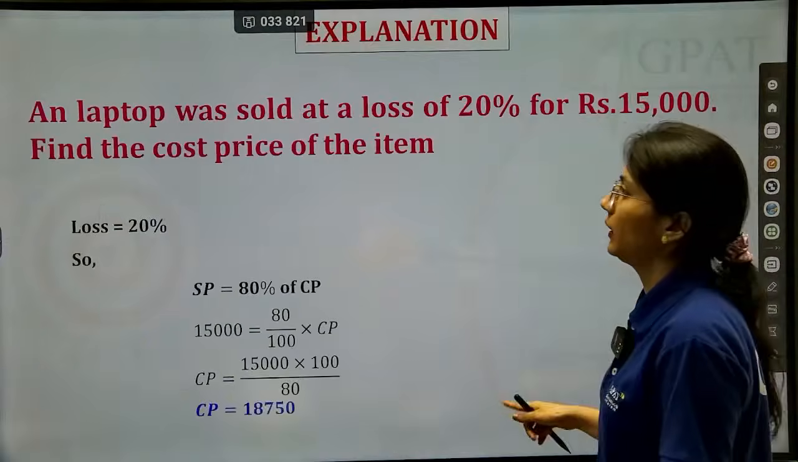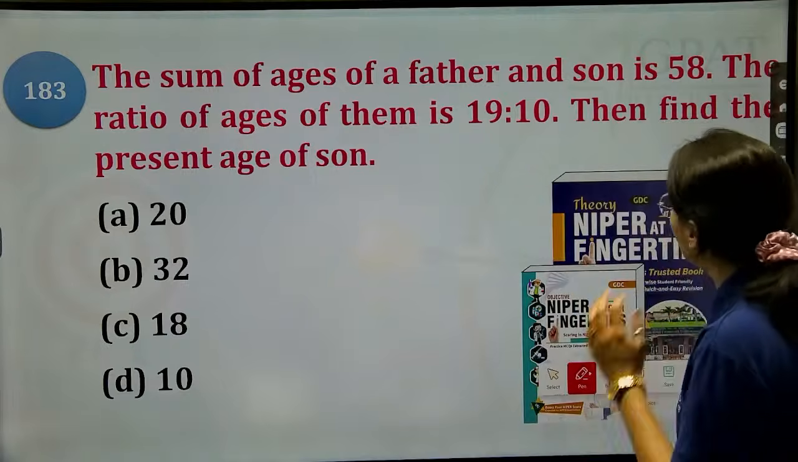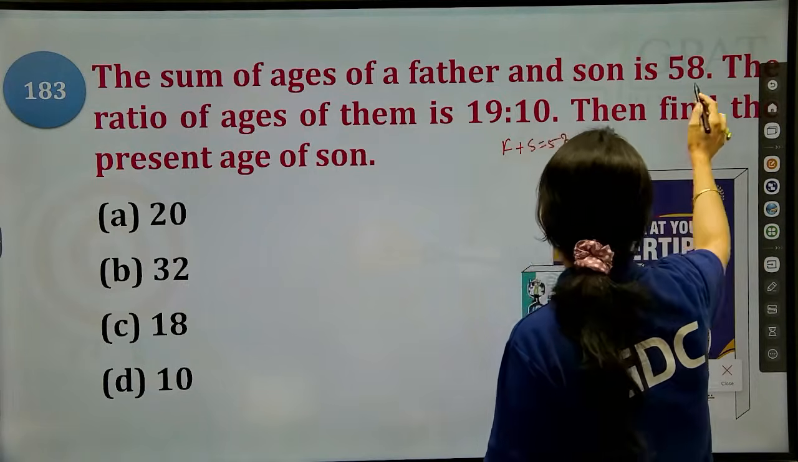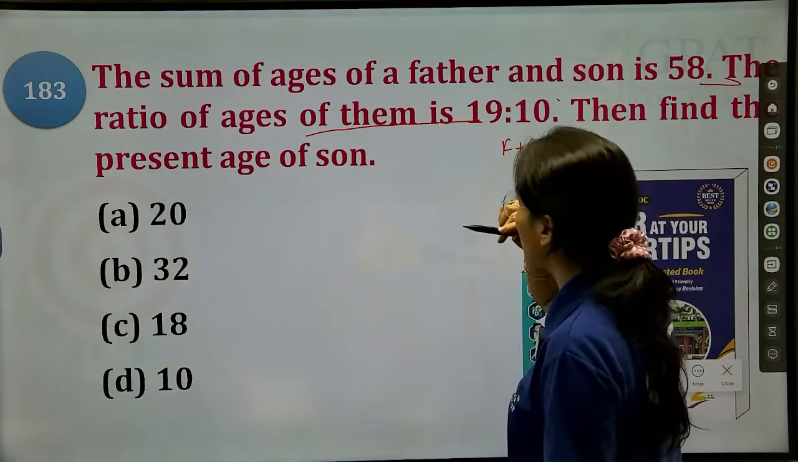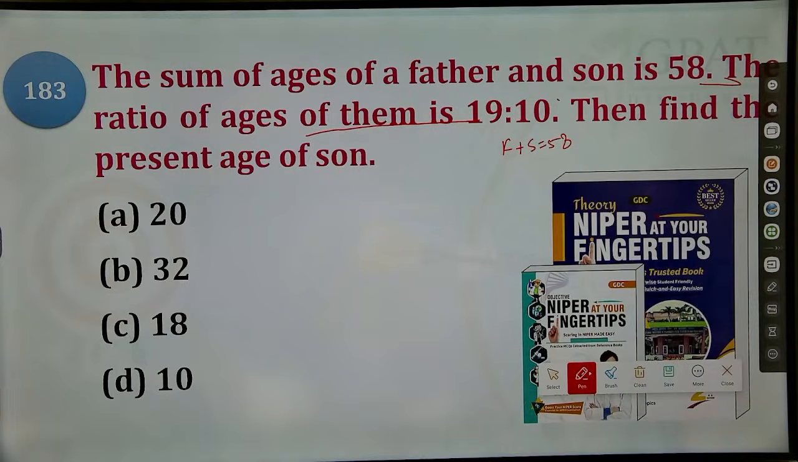Now the next question is question number 183. The sum of the ages of father and son is 58. That is father plus son is equal to 58. The ratio of their ages is 19:10. Then find the present age of the son.